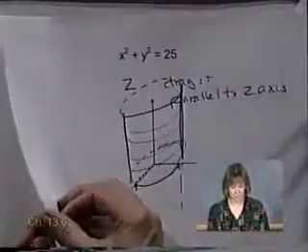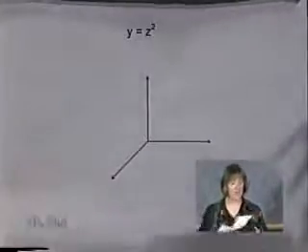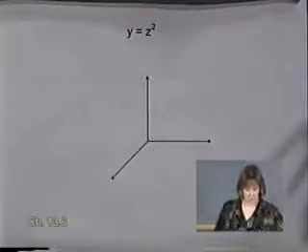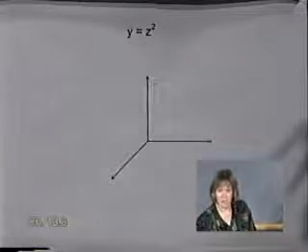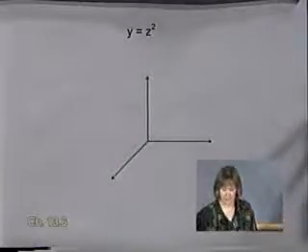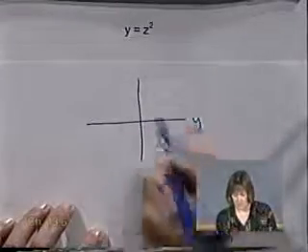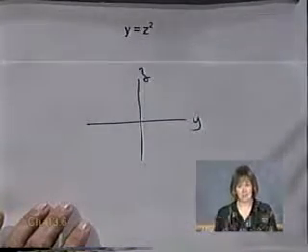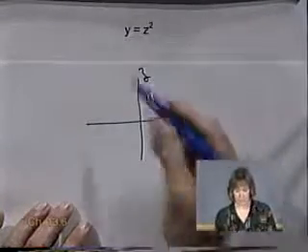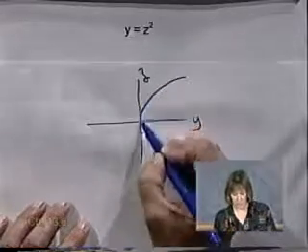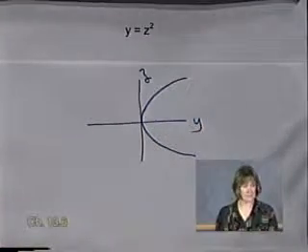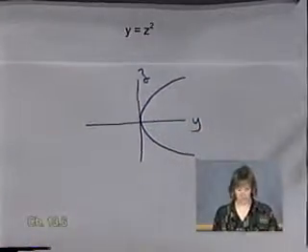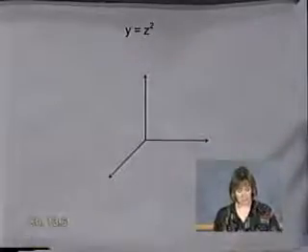Okay, next one I want to look at is, how about y equals z squared? So I say to myself, okay, if I was doing y equals z squared just in the yz plane, here's the y-axis, here's the z-axis. Notice y equals z squared. y is always positive, right? z can be positive and negative, but since y is z squared, y is positive. So that's going to look something like that. You all with me?